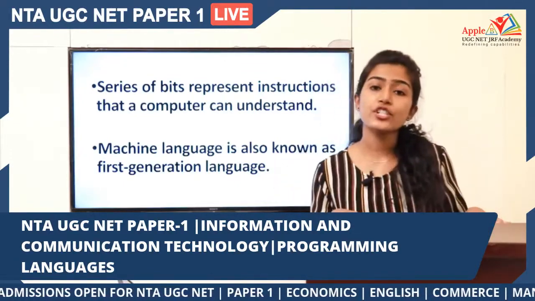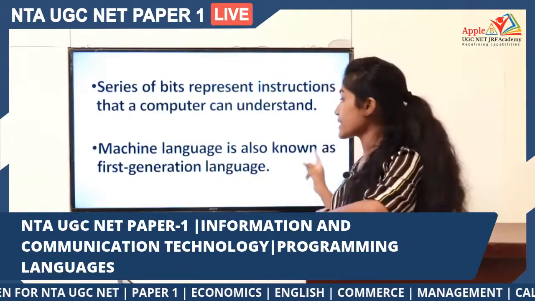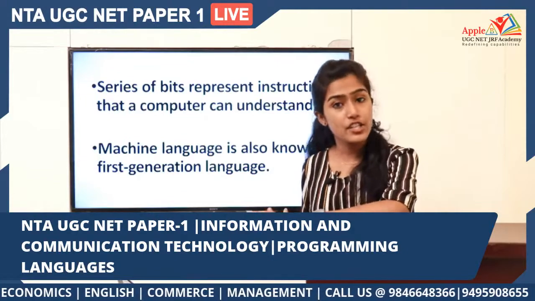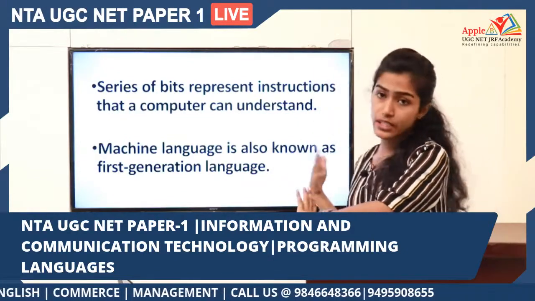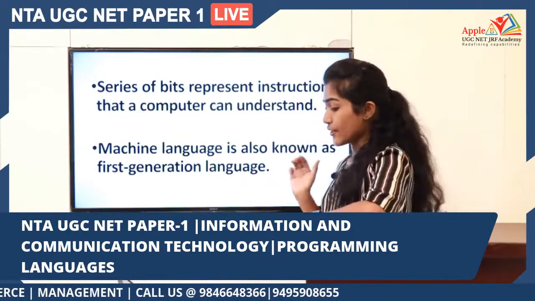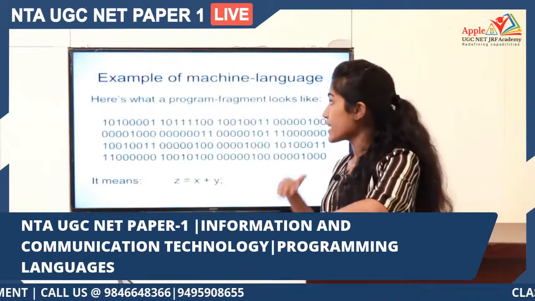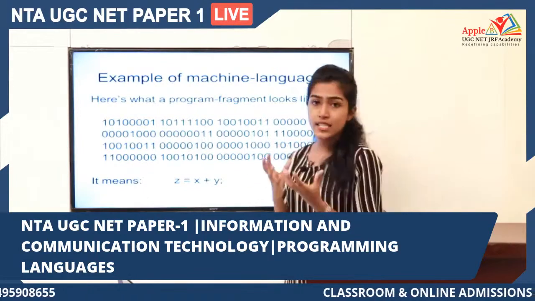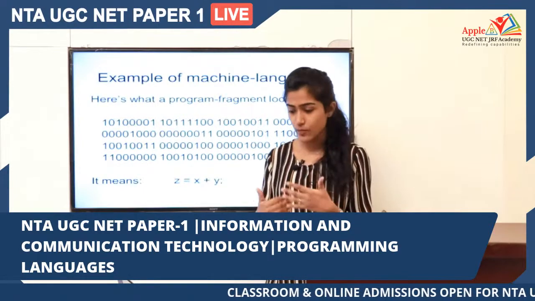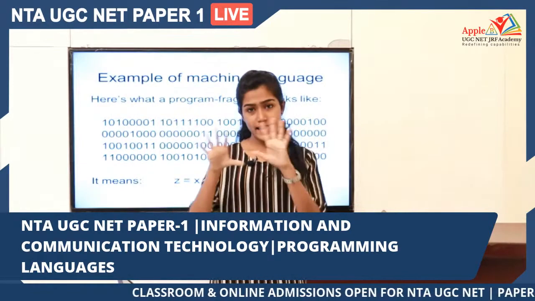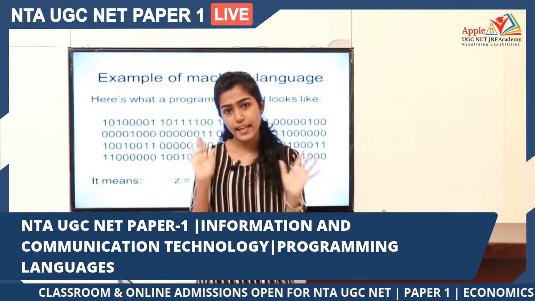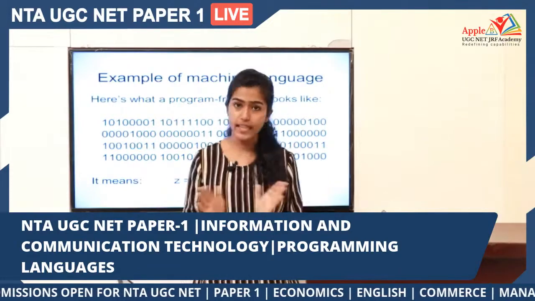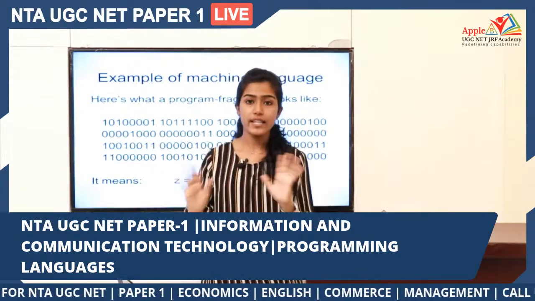Machine language is also called first generation language, which is an important point that you have to remember. So here you have an example of machine language. This is just a program fragment that we have taken. What this entire code means is shown below: z is equal to x plus y. That is simply what this entire code means.